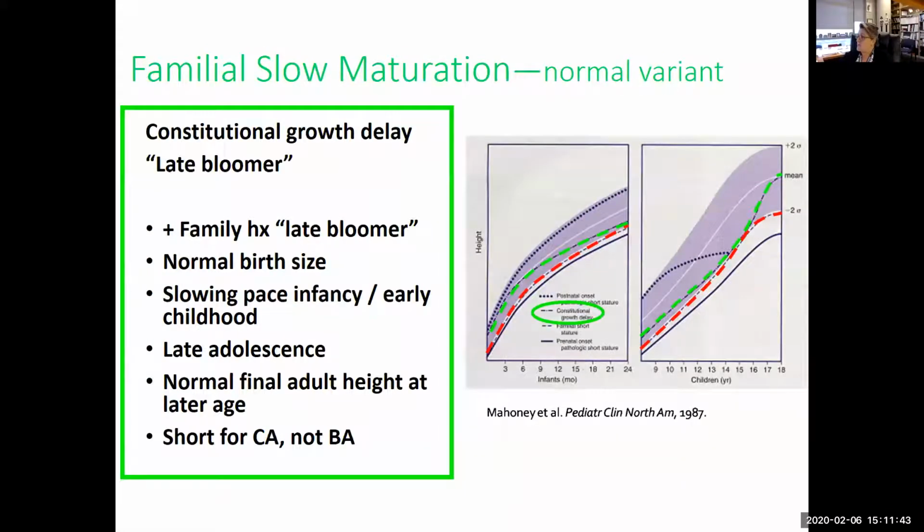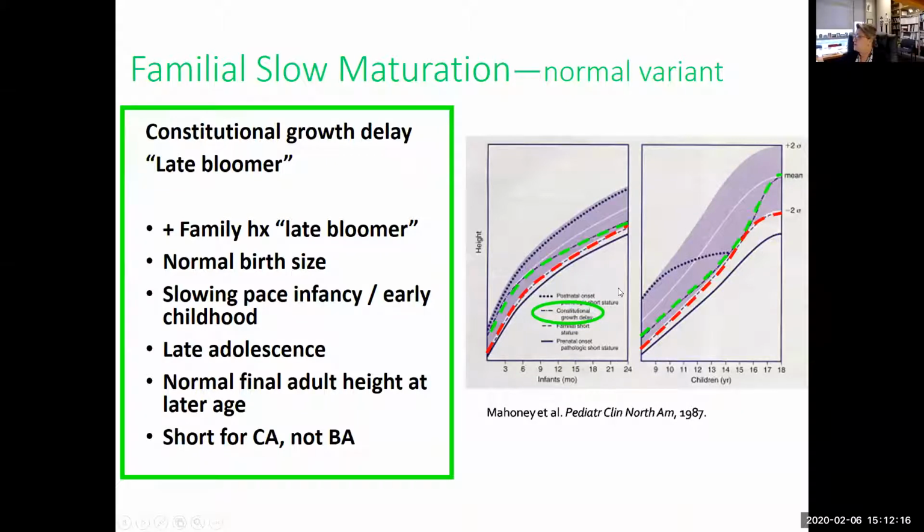Now that's a very different pattern than what you see in familial slow maturation, which is also called late bloomers. The pattern here is that many times within the family history, you hear the mother or the father also went through puberty later, and secondary sex characteristics happened a bit later. Again, birth size is very normal. There's a slowing pace in infancy and early childhood of the linear growth, and their adolescence and puberty happens a little bit later, but they end up pretty typical, middle of the road often, for their final adult height.